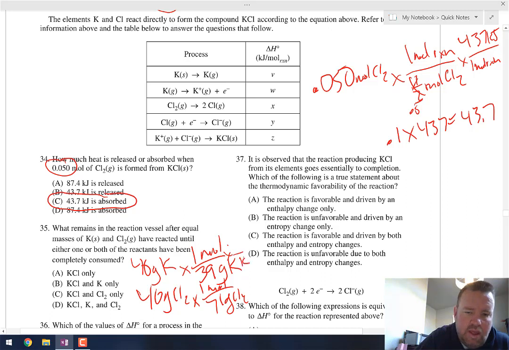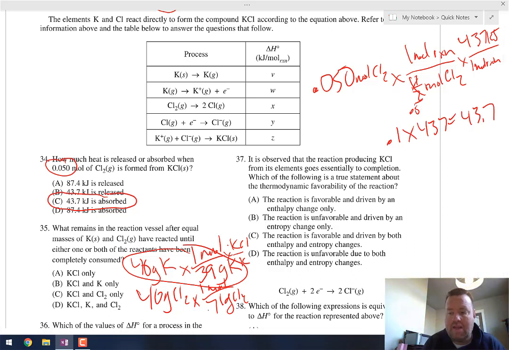Right away we can see that if we kept going, we could go from moles of K to moles of the product, KCl, and the rest of this isn't going to change. We would get a number here that, 40 over 39, is roughly larger than 1, and Cl2 would be less than 1. That tells you that potassium is the limiting reactant, which means it's going to run out first. If potassium runs out first, then you're going to have some chlorine left over. So the correct answer has to be C.